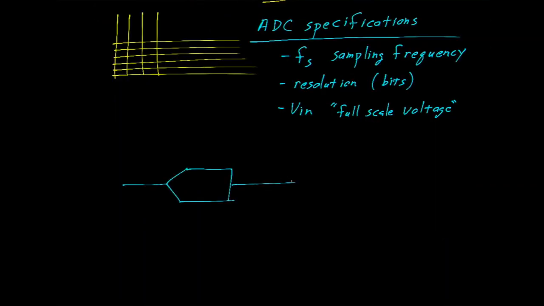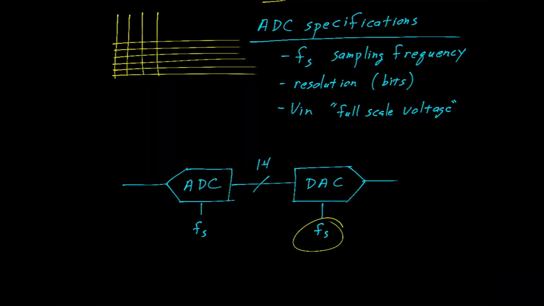By the way, if we have an ADC, we have to have a way of converting back to analog, and that's known as the DAC. Analog to digital converter, digital to analog converter. You'll find the DAC has the same general specifications as the ADC. There's a sampling frequency, there's a resolution in bits, and there is a full-scale output voltage that's specified.